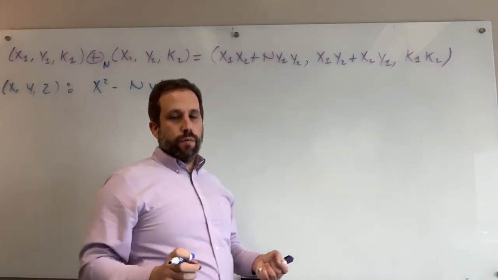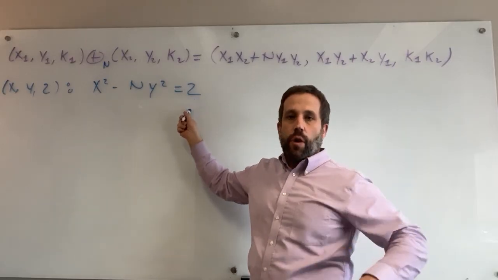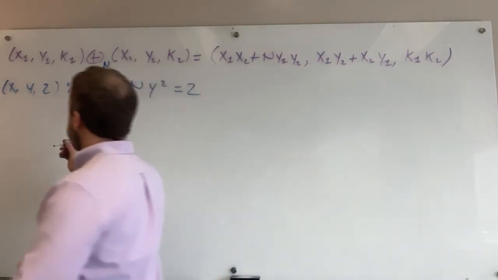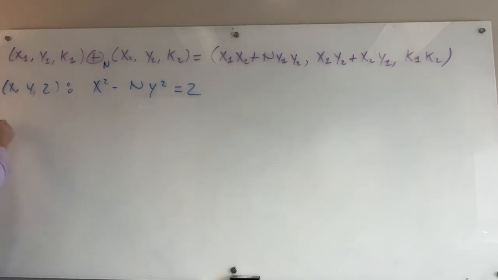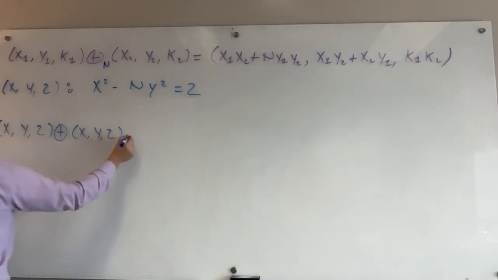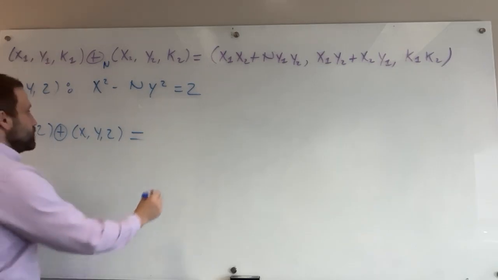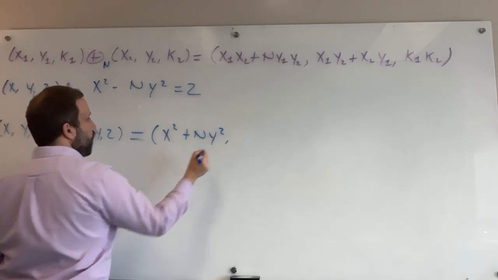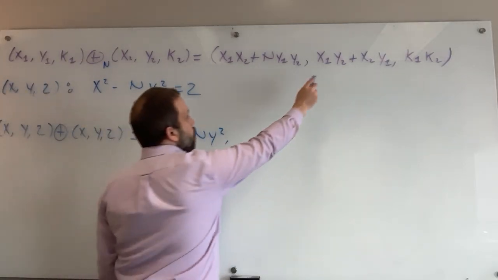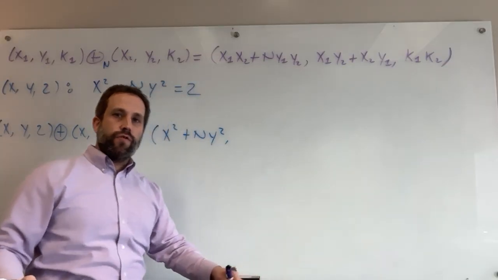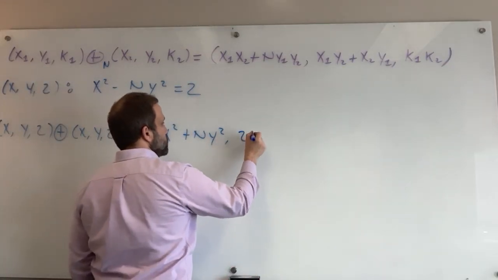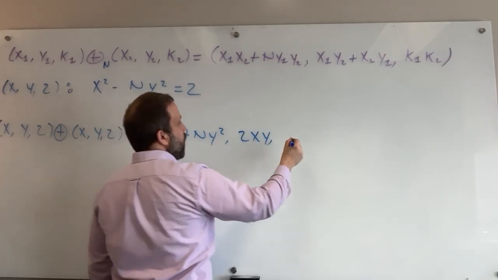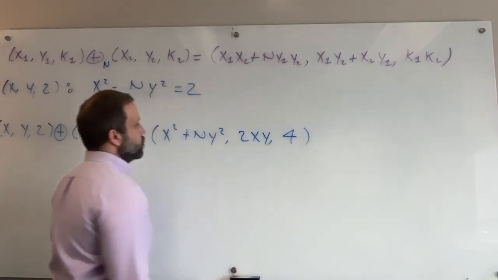In general, whenever we have a Brahmagupta triple, we want to do something to make this go down. So what I'm going to do is take x, y, 2 and do the composition of it with itself. So we're going to do x, y, 2 plus x, y, 2. Okay, and here's what we're going to get. We're going to get x squared plus n y squared. Here, all the x's are equal. x1 and x2 are both equal to x. y1 and y2 are both equal to y. So this is just 2xy. And then finally, we're going to get 2 times 2, which is equal to 4.